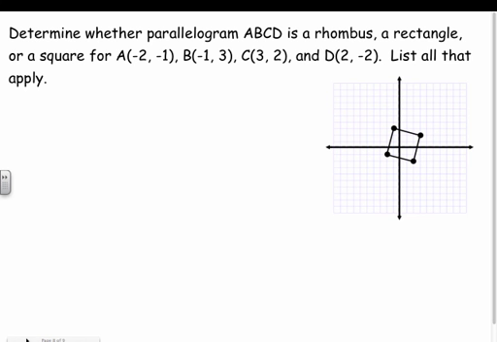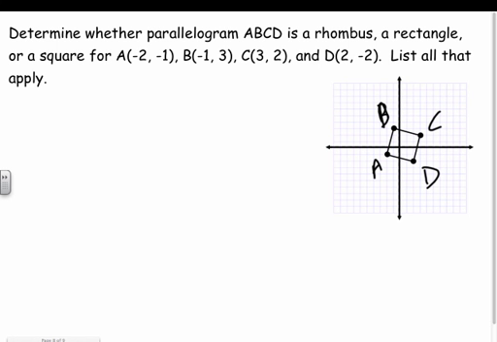Okay, well, let's determine whether a parallelogram is a rhombus, a rectangle, or a square, given the following vertices, and let's list all that apply. Obviously if it's a square, it's also a rhombus and a rectangle. We just talked about that. Let me label my points here. This guy is B. That's B. This guy is A. C is over here, and D is over here.